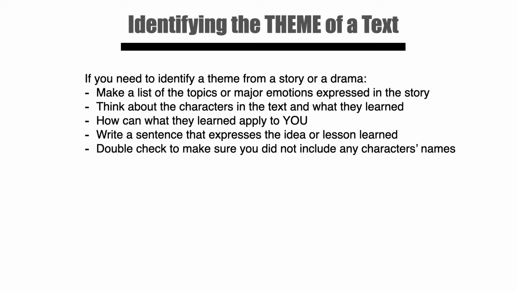To identify the theme from a story or a drama, make a list of the topics or the major emotions that are expressed in the story. Then think about the characters in the text and what they learned. Then you think about how what they learned can apply to you. And then you write a sentence that expresses that idea or the lesson learned. Double check it to make sure you did not include any characters' names.